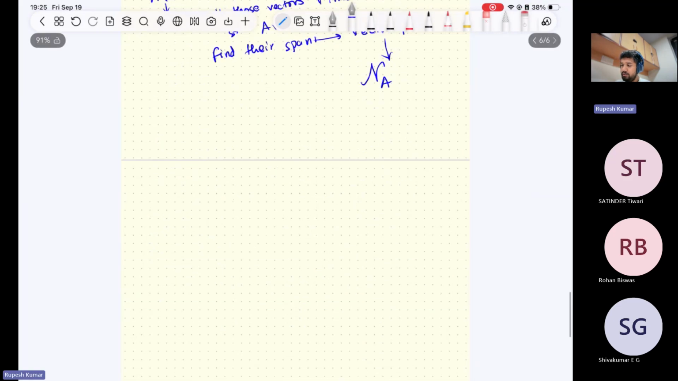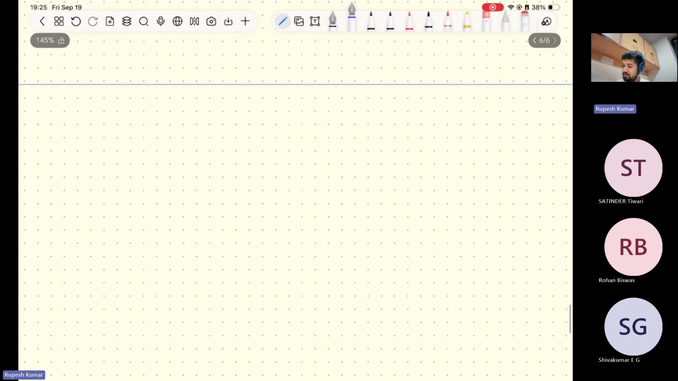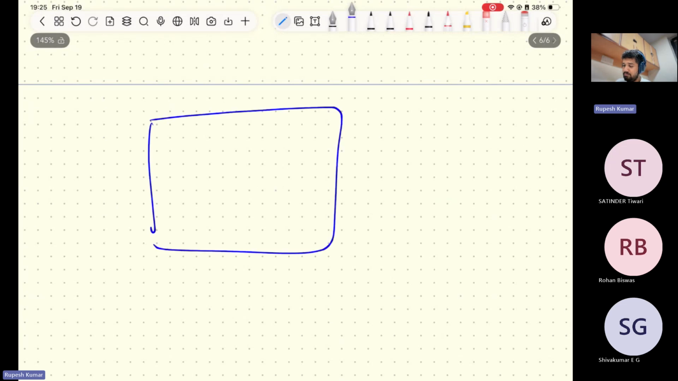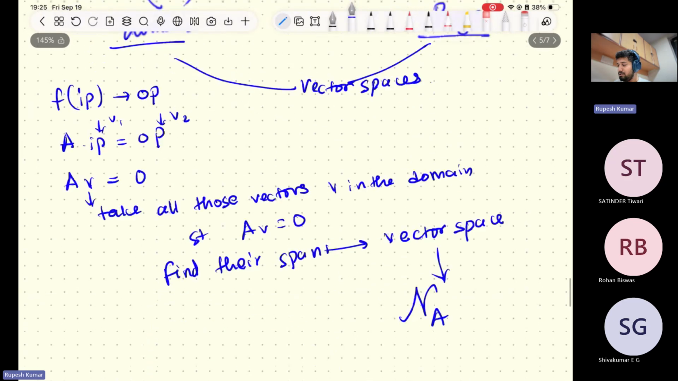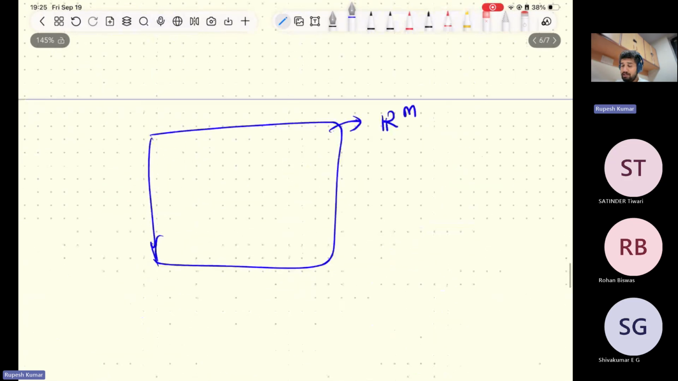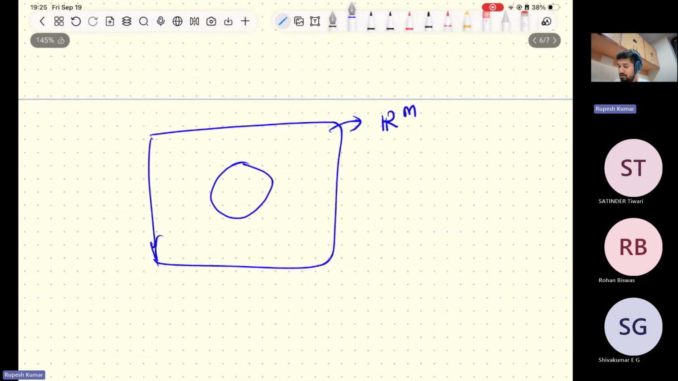So let's proceed. Let's consider this Venn diagram, and this universal set essentially contains all the vectors in the space Rm. My claim is that there is a set that is basically R of A, that's it, and then there is a set N of A. Everyone, do you agree with this?